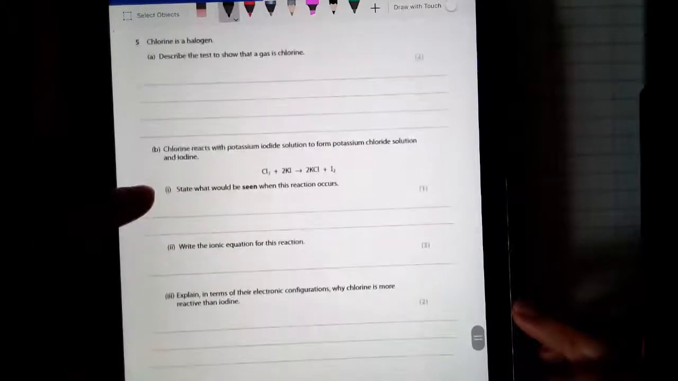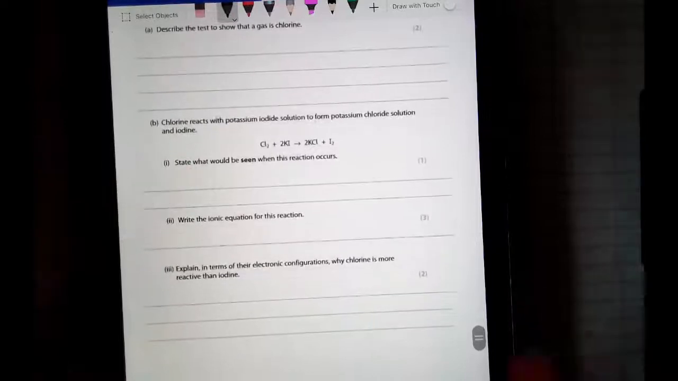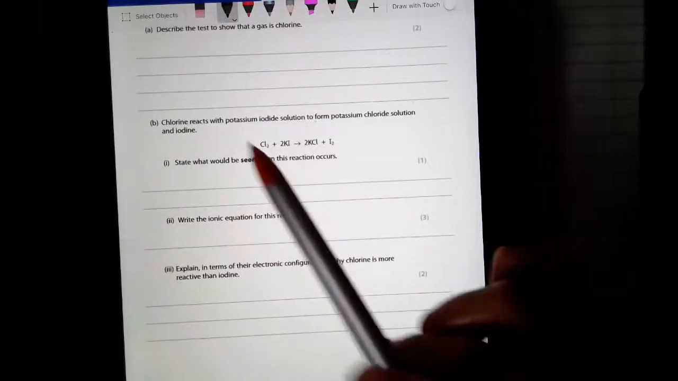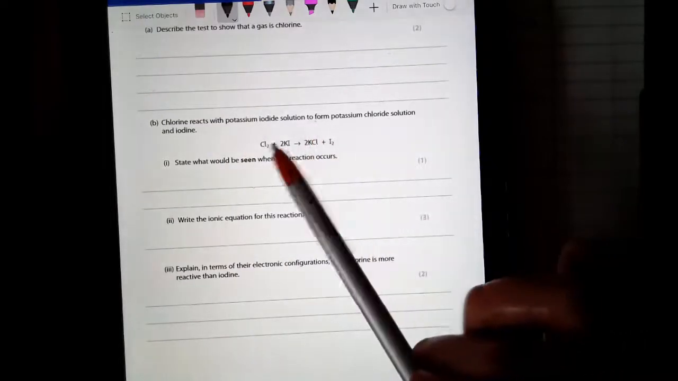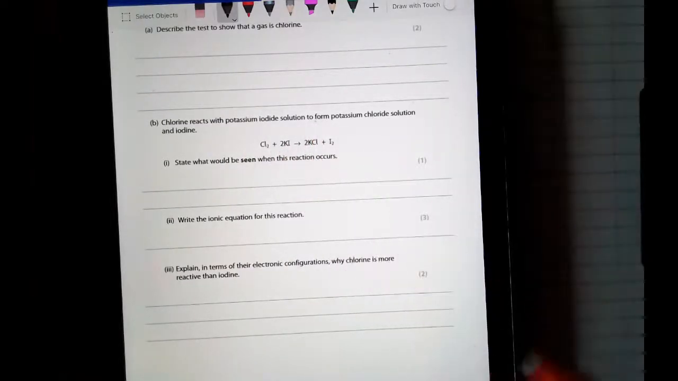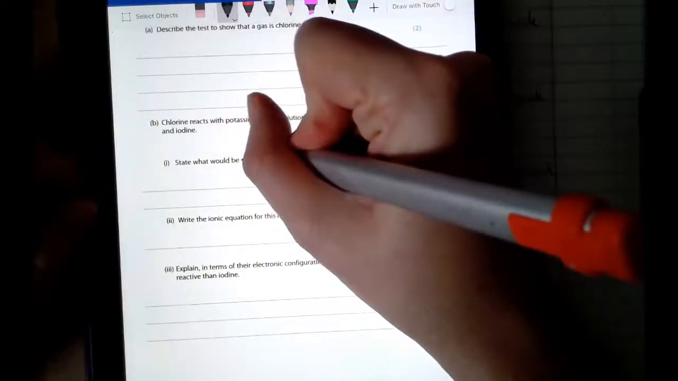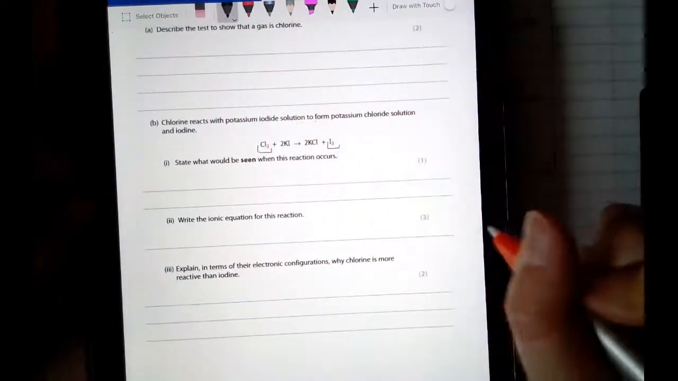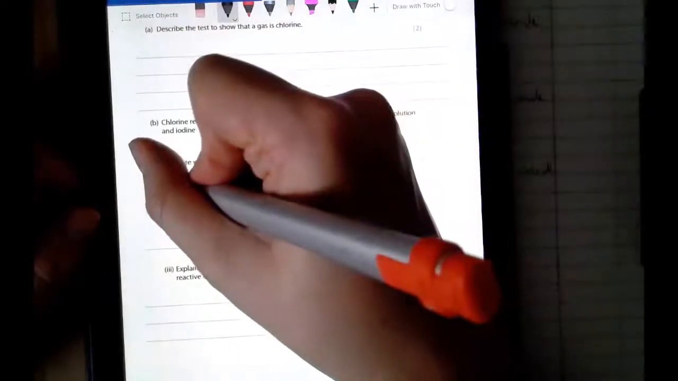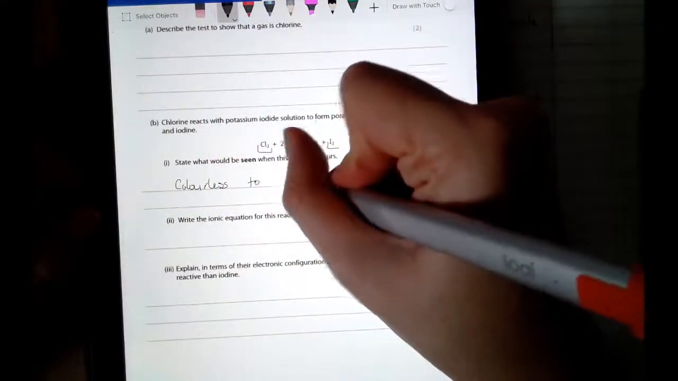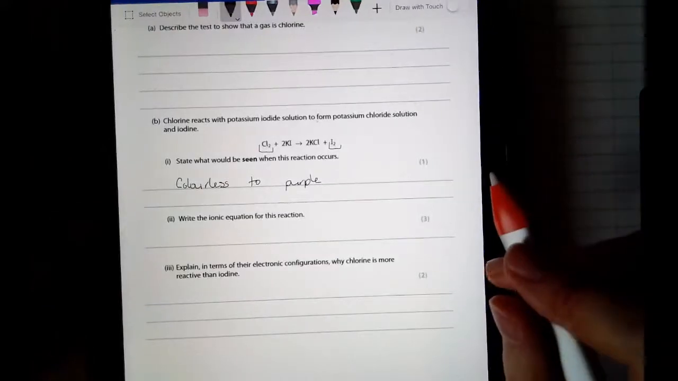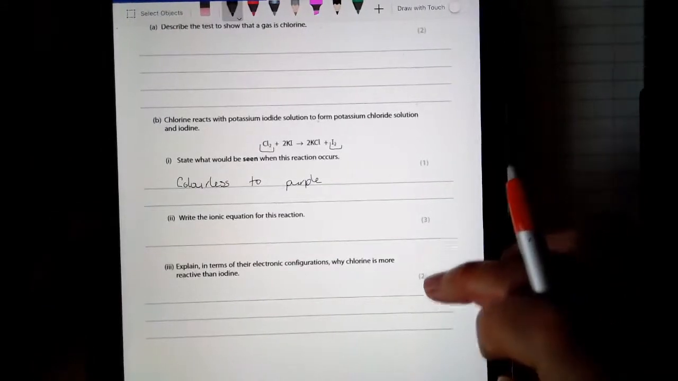In another question, they ask you to say what you'd see in this reaction. So in this case, they've given you the symbol equation, but they've written it in words above. Chlorine reacts with potassium iodide to form potassium chloride and iodine. This is an example of a displacement reaction. You start off with chlorine by itself, you end up with iodine by itself. Chlorine by itself in solution is going to be colourless, and iodine in solution is going to be purple. So you get a colour change from colourless to purple.